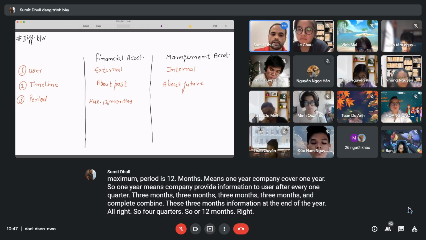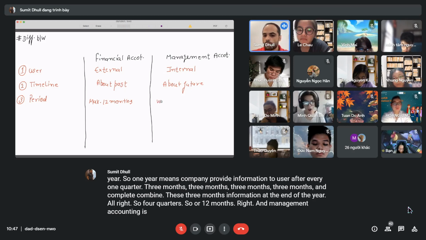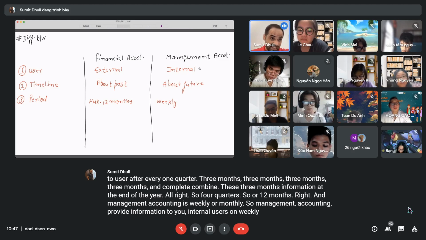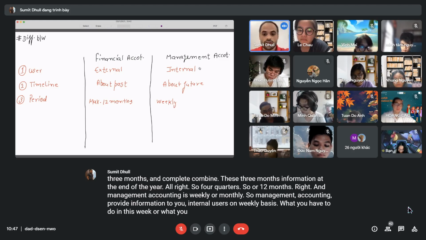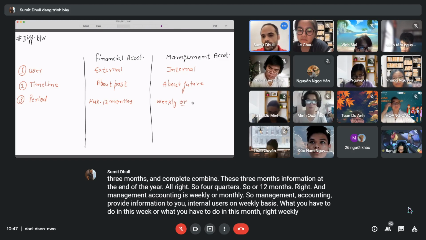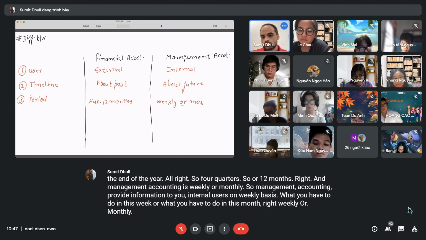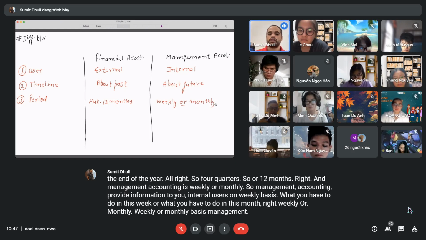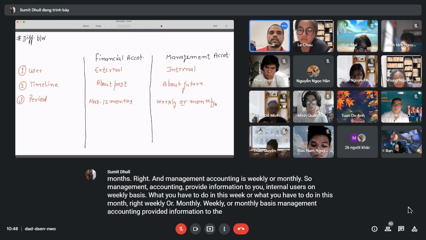And management accounting is weekly or monthly. So management accounting provides information to internal users on a weekly basis: what you have to do this week or what you have to do this month. Weekly or monthly, management accounting provides information to the internal users.